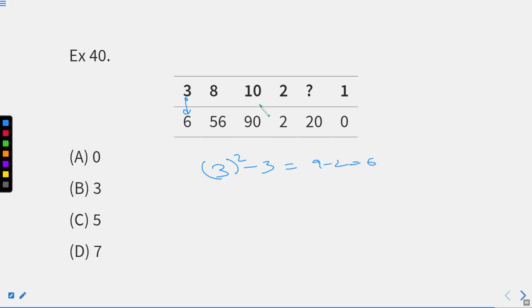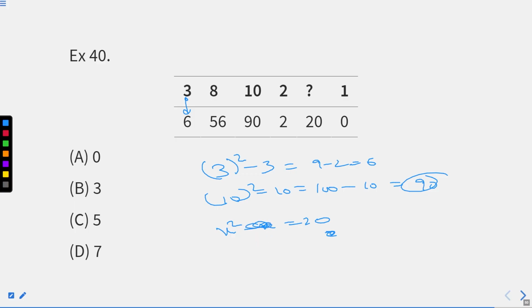I'll take another point. 10 is there. So if I use 10 square minus 10, we are getting 100 minus 10, we are getting 90. We are getting our answer. So my friend, if we need 20, what are we supposed to do? x square minus x is supposed to be 20. Right? So you can directly assume a number closer to that, which gives you 20.